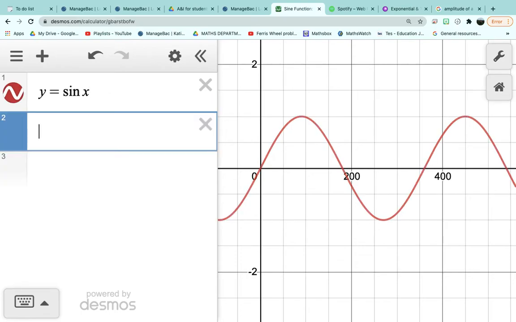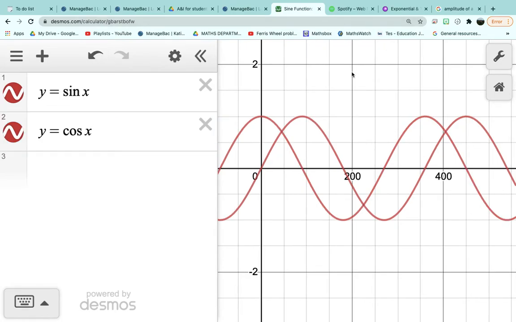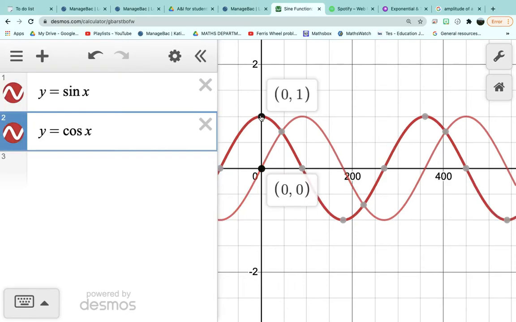So if we then add in a different graph, cos of x, what do you think is different about the sine graph and the cos graph? Pause the video. Welcome back. Hopefully you notice that this graph has been shifted. So instead of starting at 0, 0, it now starts at 0, 1. Now we can use these graphs to answer questions, and we're going to go straight on to the questions, but we will talk about the graphs later on in the course.